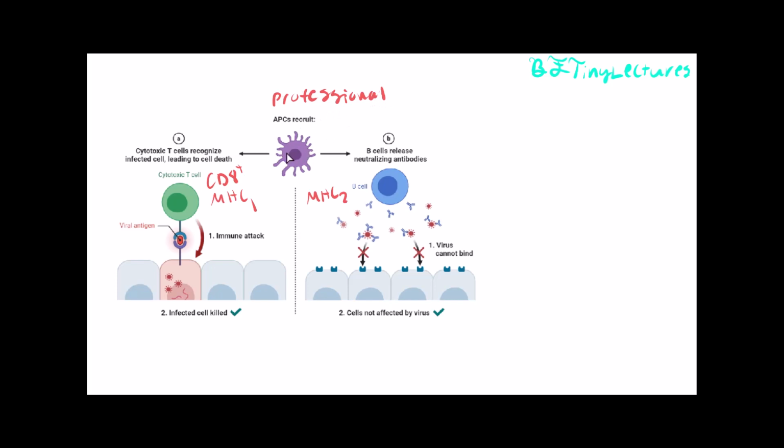That's why we call them professional antigen-presenting cells. On the surface of the dendritic cell, we have major histocompatibility 1 complexes. We also have major histocompatibility 2 complexes. When we're presenting antigens to the cytotoxic T cells, we're going to be presenting the antigen on MHC1. When we communicate with the B cells, we're going to be communicating with the major histocompatibility 2 complexes. Why do we want that?